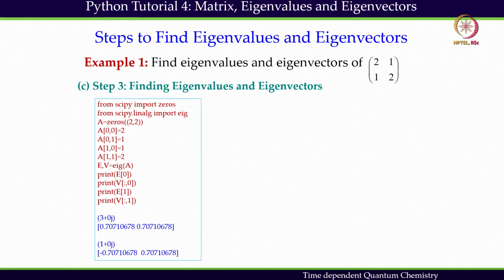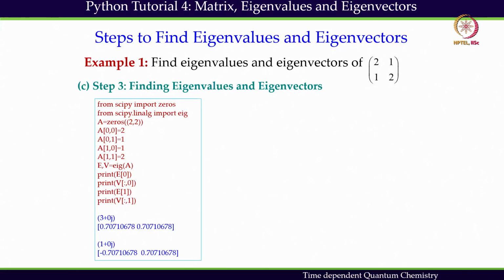Welcome back to module 4, Python tutorial 4 of this course, time dependent quantum chemistry. In this tutorial we have learned how to represent a matrix and then how to get the eigenvalues and eigenvectors. Python has a particular way of presenting eigenvalues and eigenvectors, and we have to collect that information specifically. So, we look at how to collect it.